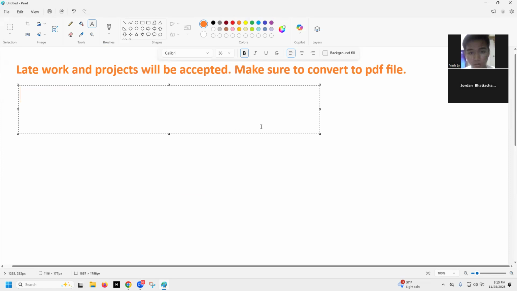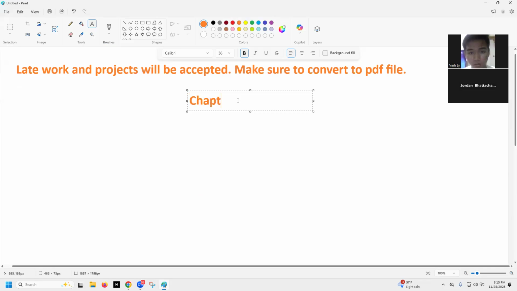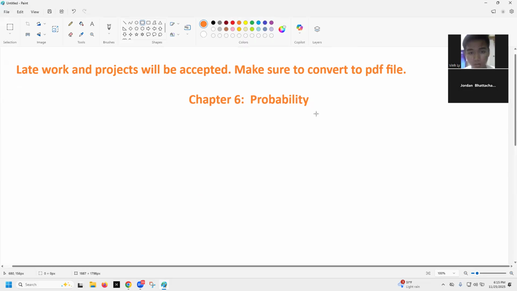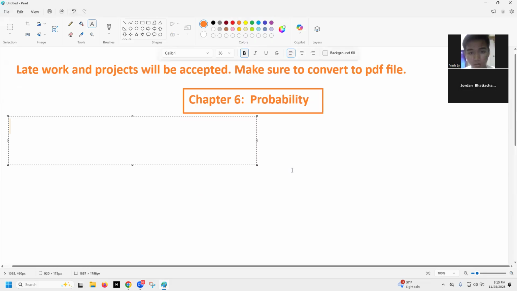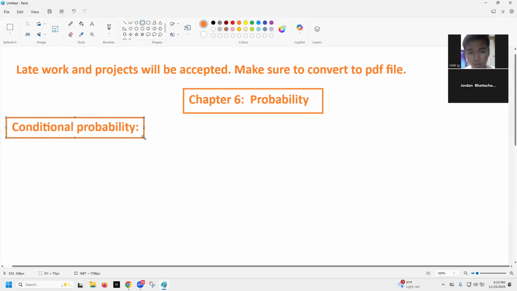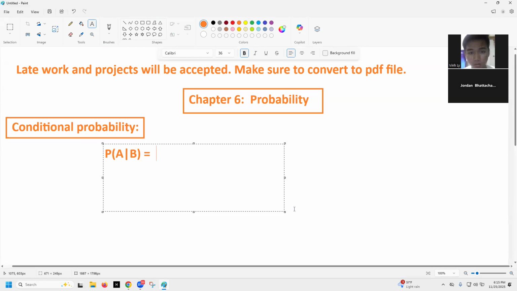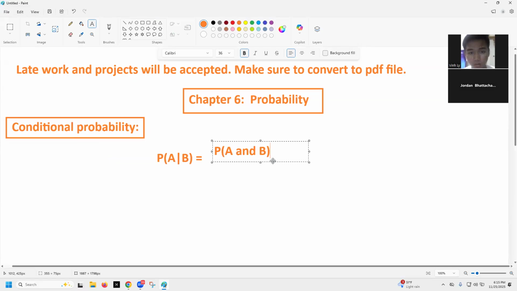So now we're going to completely go to chapter 6, the probability concept, and then we're going to start off with the conditional probability. So let's say we have the P of A given B is simply the ratio between P of A and B over P of B.